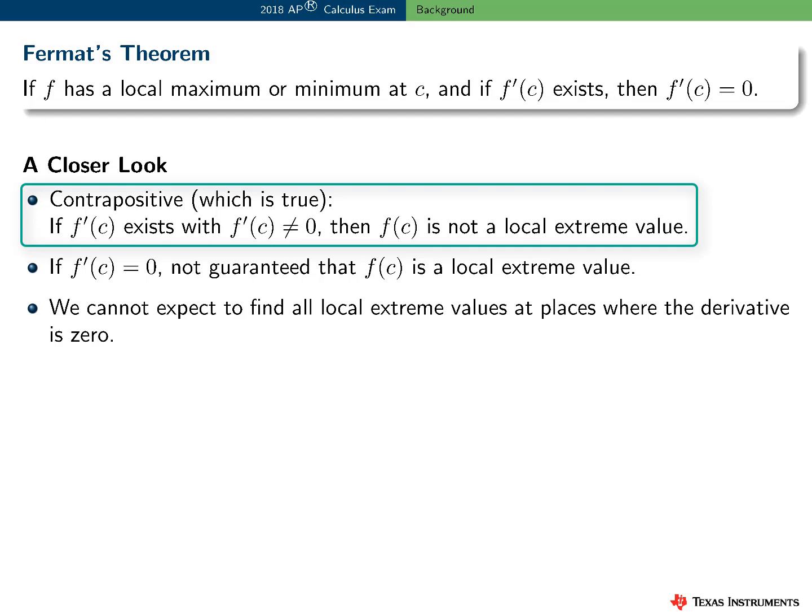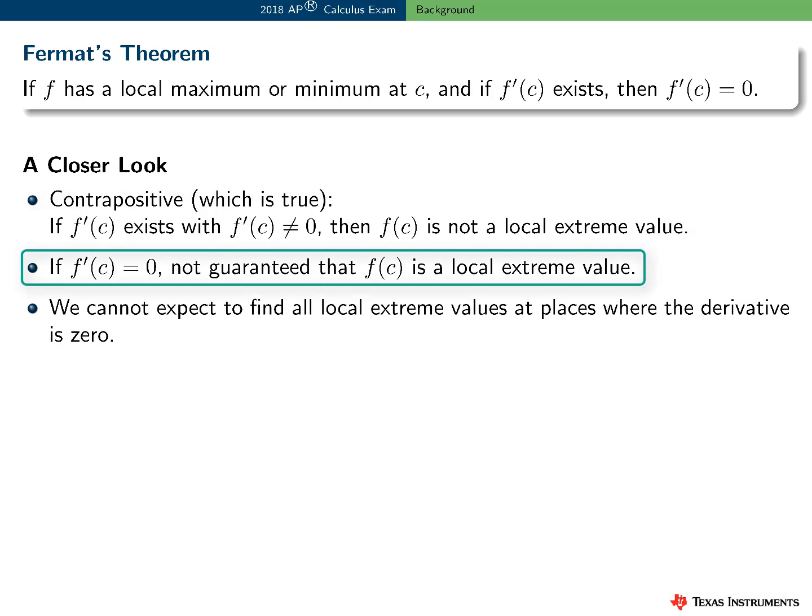Here's a closer look at this theorem. First, the contrapositive is of course true. If f prime of c exists and f prime of c is not equal to 0, then f of c is not a local extreme value. If f prime of c is equal to 0, we are not guaranteed that f of c is a local extreme value. This is a common error on the AP Calculus exams.